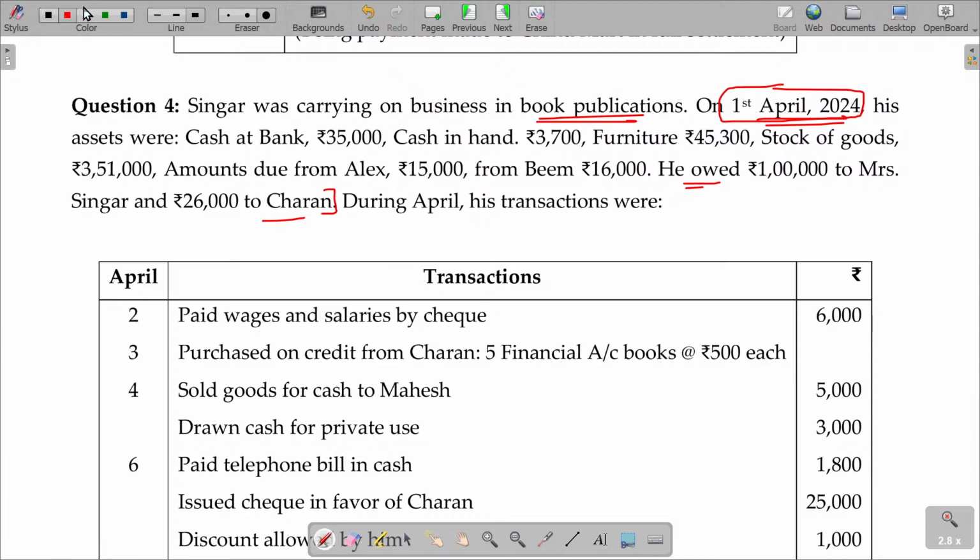So, the transaction list is here. The entry for this is called opening journal entry, and this will be transaction journal entry. In case of opening journal entries, assets are debited, liabilities are credited, and capital is also credited. The difference between assets and my liability will be called as capital.